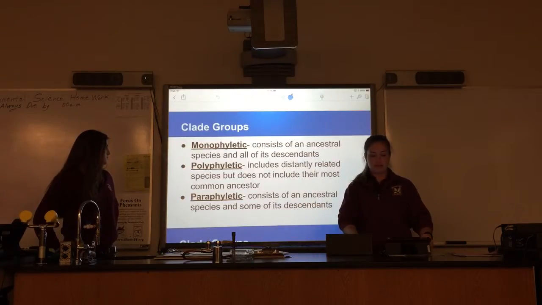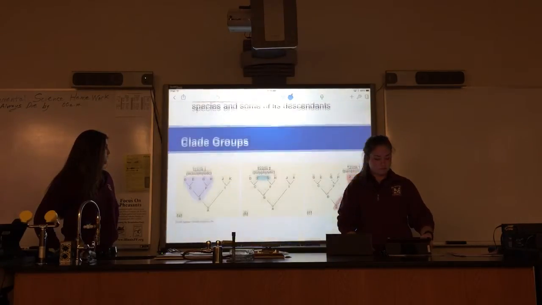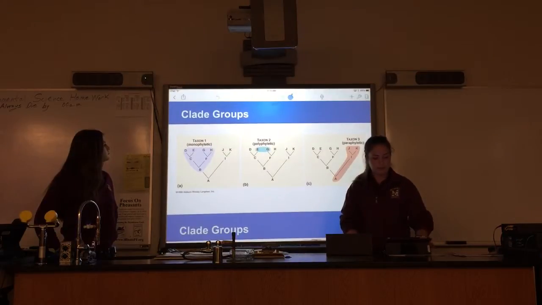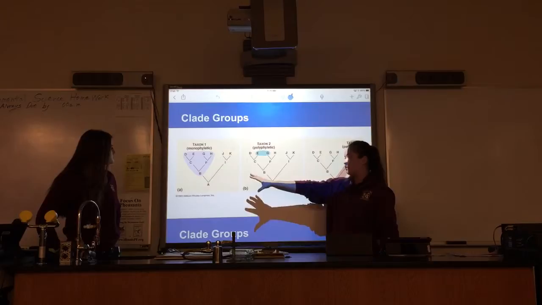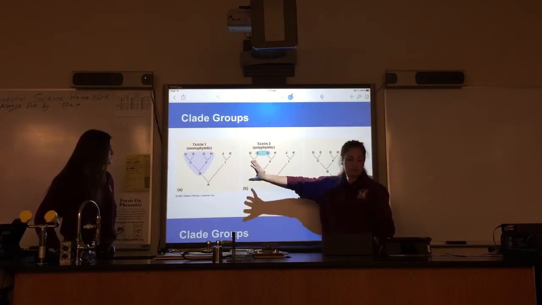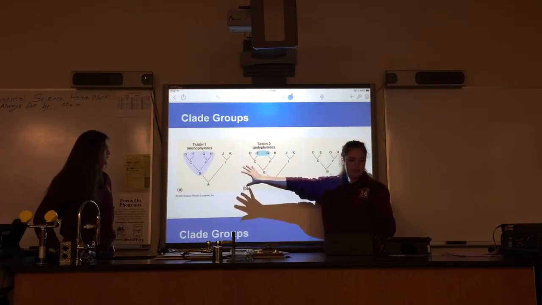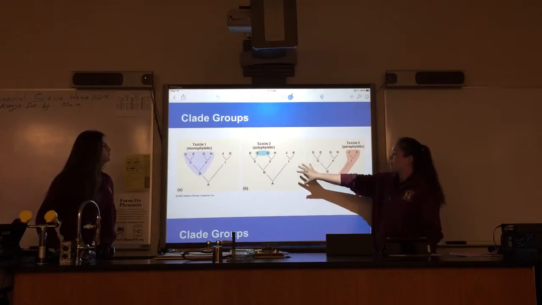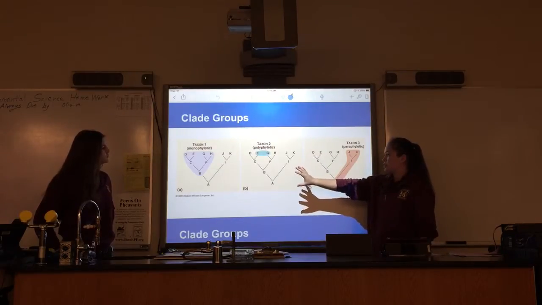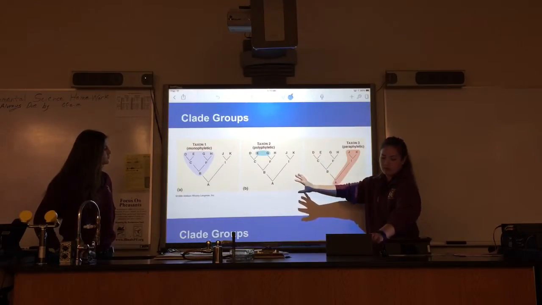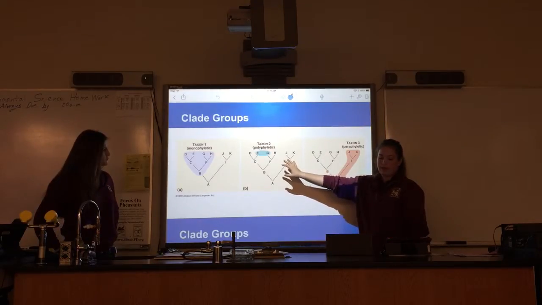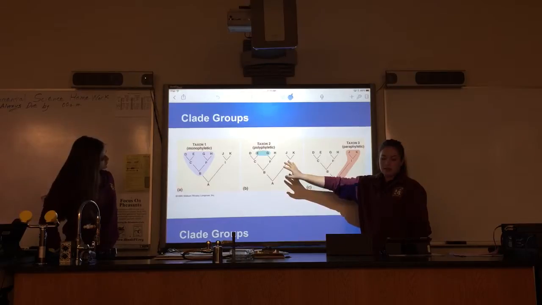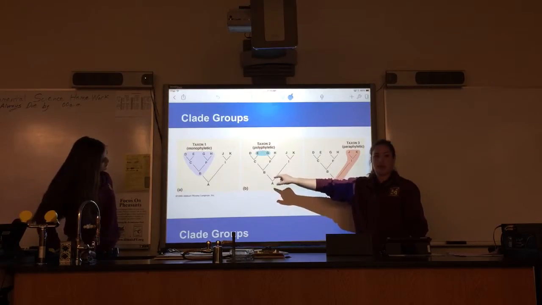Do you have any diagrams of this? Okay, there we go. So as you can see for monophyletic, it includes all of the descendants and all of the organisms within them. And then polyphyletic, it includes distantly related ancestors, but it doesn't include the most common ancestor.